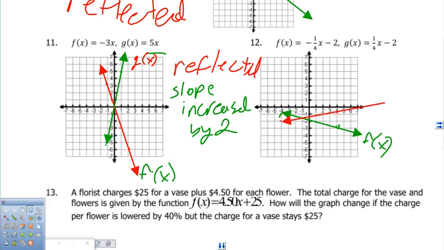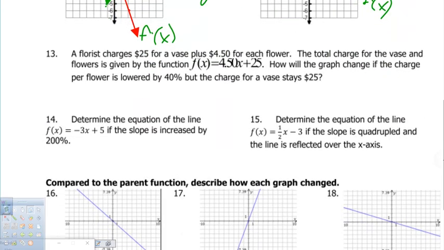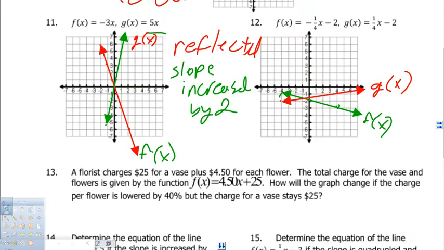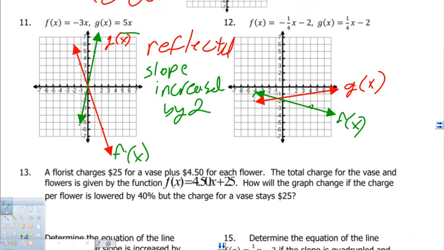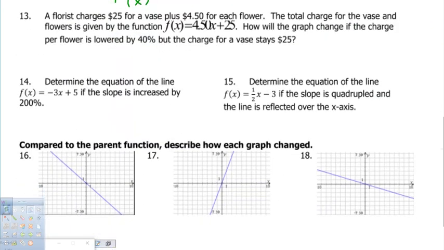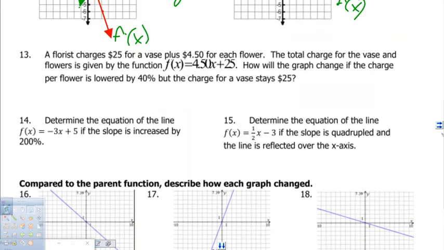Pull ourselves a line just like that. And that's g of x. Okay, a florist charges $25 for a vase. Oh, forgot to do the description up here. Sorry. Okay, so this one was just a reflection. Nothing else changed.